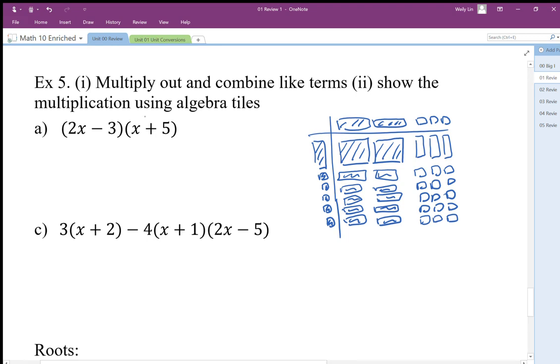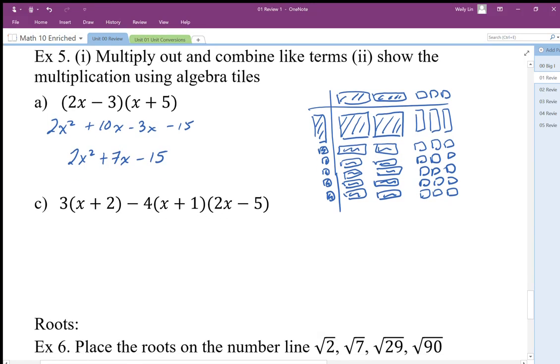So here we're going to multiply this out. We get 2x squared first outside. There's my 10x. Okay, so there's my 2x squared times 10x gets my 10x. Inside is going to give me negative 3x. Okay, so there's my negative 3x is here. And then negative 3 times positive 5 gives me my negative 15 ones. And so I end up with 2x squared plus 7x minus 15. Okay.